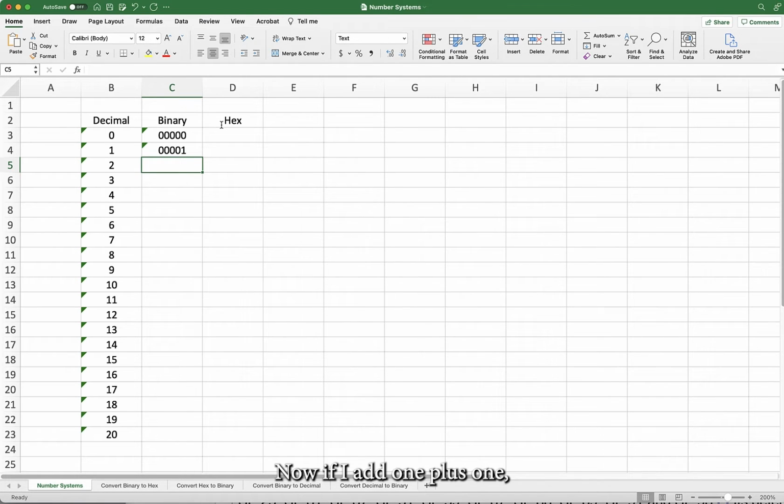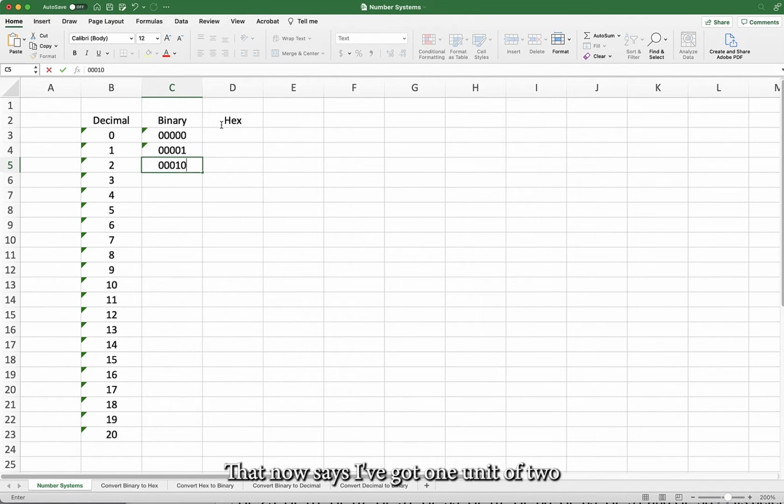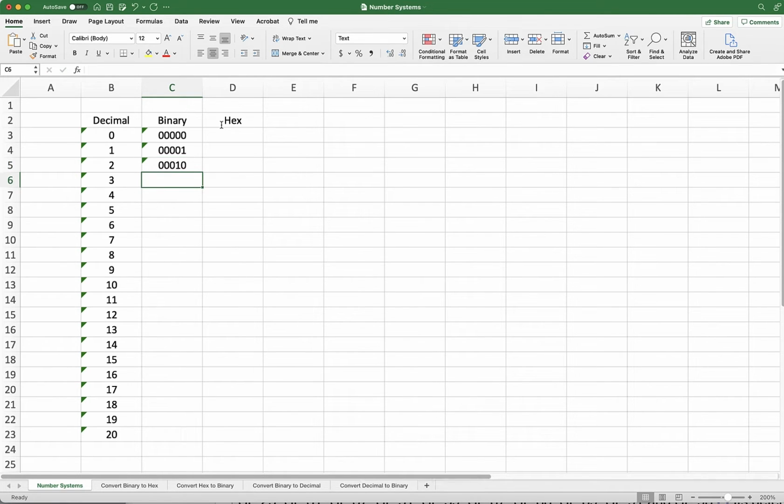Now, if I add 1 plus 1, the rules of mathematics never change. I'm going to exceed what the base is for that particular number system, so therefore I'm going to put a 0 in the column I was in and put a 1 in the next column. That now says I've got 1 unit of 2 and 0 units of 1, and I'm going to keep counting.